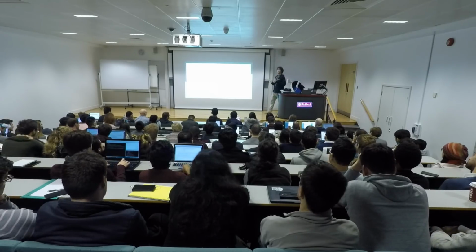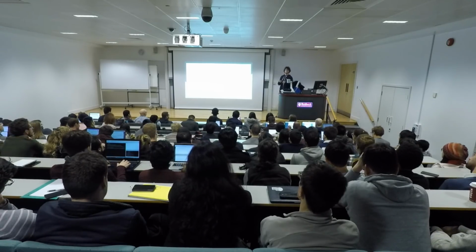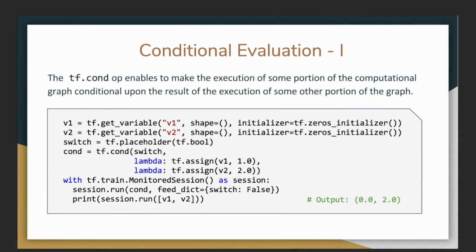Conditional evaluation. So this is what you need in order to make your computational graph conditional on other parts of the computational graph. So you have the tf.cond op, and this makes the execution of whatever you define in these two functions conditional on the output of the switch in this case. So what does it mean? Basically, tf.cond takes a Boolean tensor and two functions, where the two functions define the graph that you want to execute if the Boolean tensor is true, and the graph you want to execute if the Boolean tensor is false.